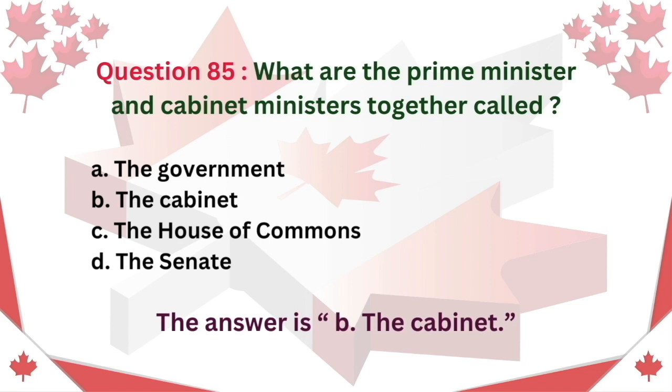Question 85. What are the Prime Minister and Cabinet Ministers together called? A. The government. B. The cabinet. C. The House of Commons. D. The Senate. The answer is B. The cabinet.